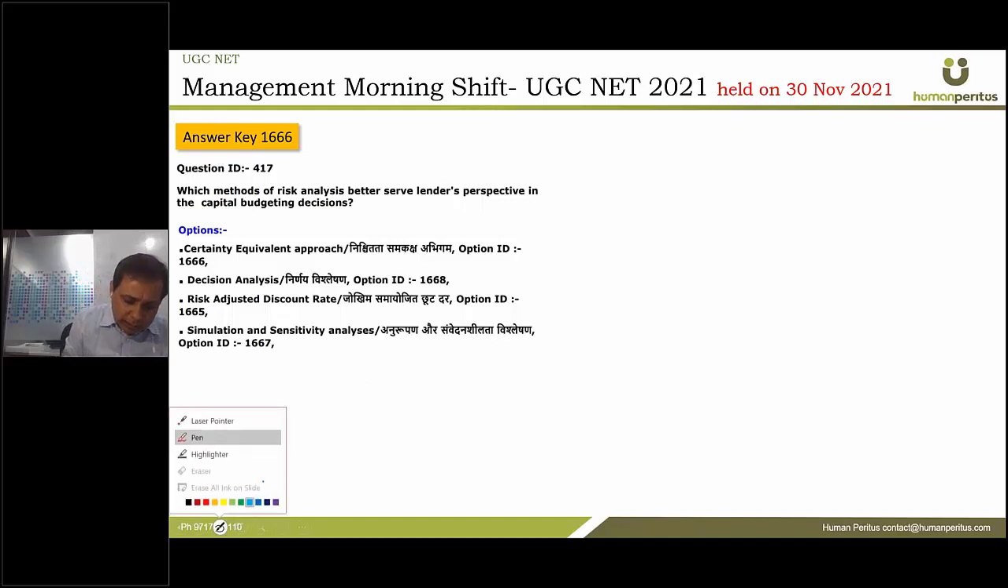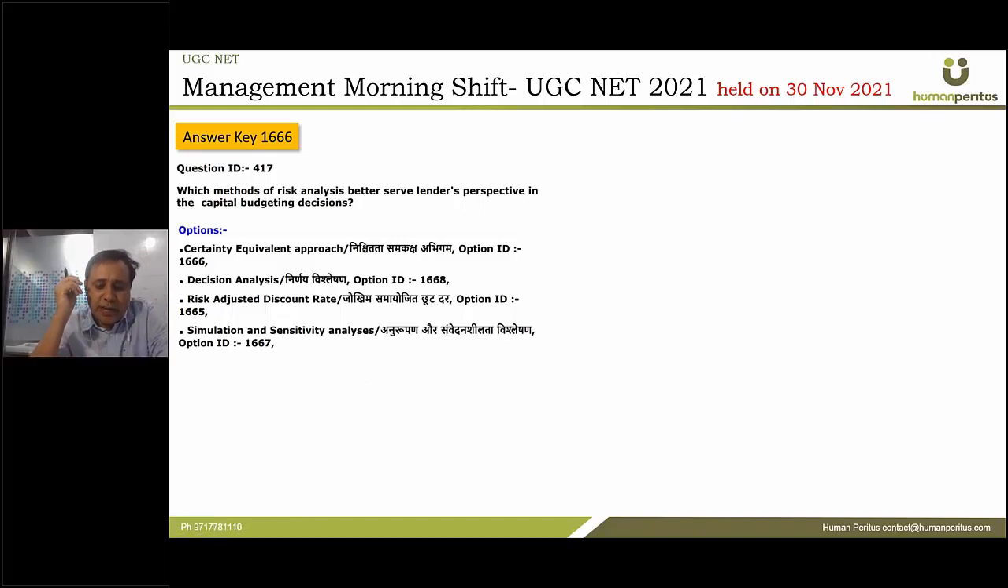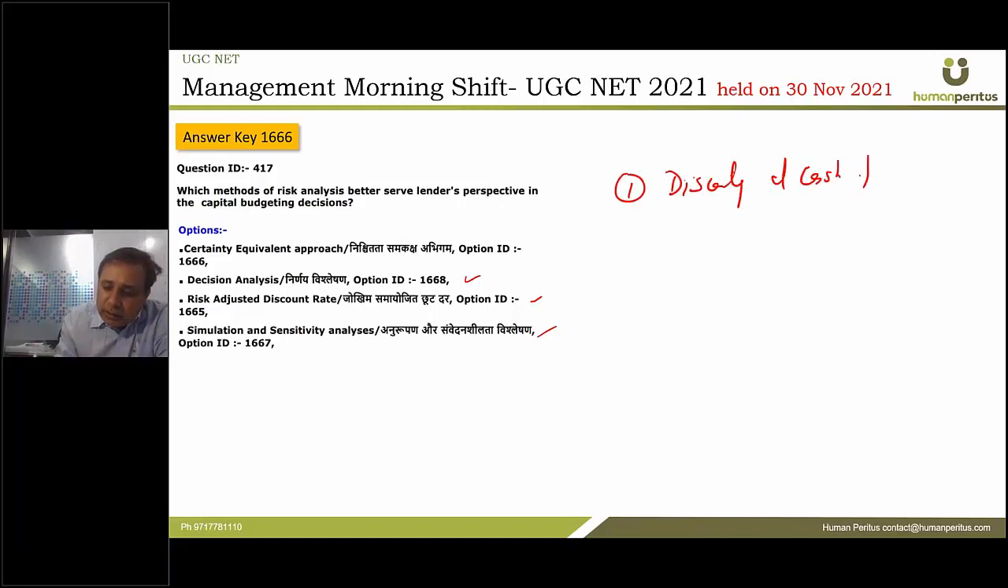Next one is from capital budgeting. It says which method of risk analysis better serves the lender's perspective in capital budgeting. As you know, in capital budgeting we discount cash flows. Now there is another method to accommodate for risk, which is known as the certainty equivalent approach. What is the meaning of certainty equivalent? It means guaranteed return, guaranteed return.